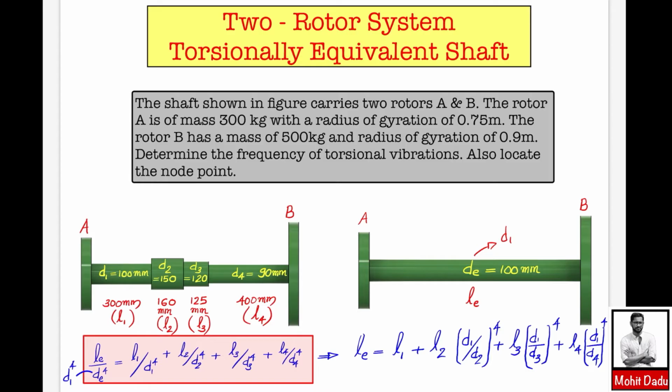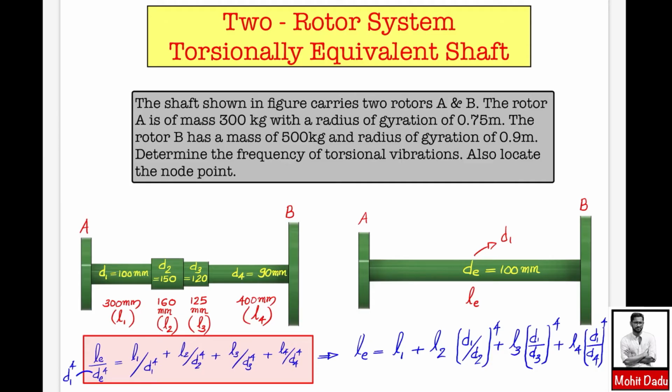So you can write the equation LE divided by DE raised to 4, which we obtained in the previous lectures. LE divided by DE raised to 4 is equal to L1 by D1 raised to 4 plus L2 by D2 raised to 4, and so on up to the fourth section, L4 divided by D4 raised to 4. Here we have to find the equivalent length of the shaft if it is made up of a single section having diameter D1, that is DE equal to D1, which is 100 mm.